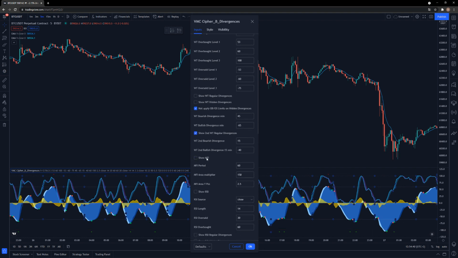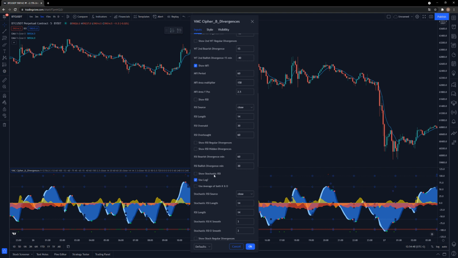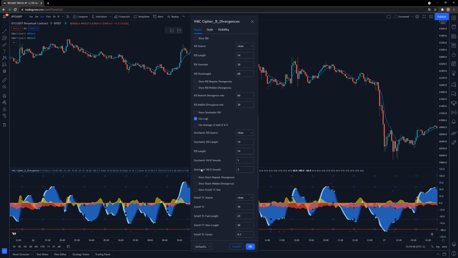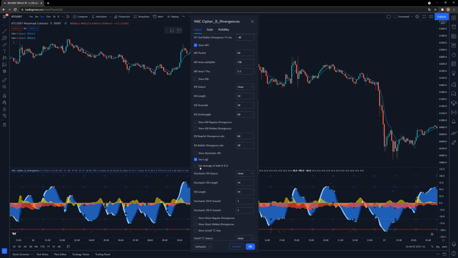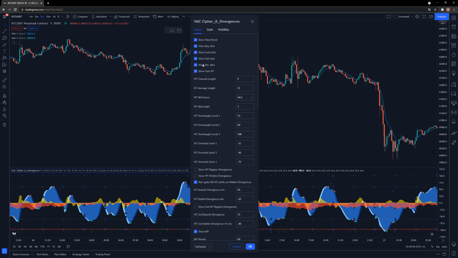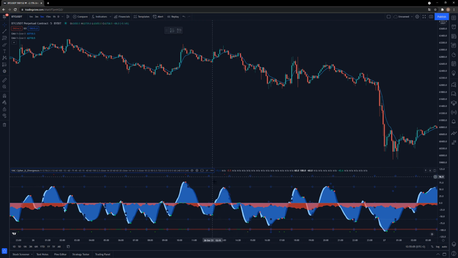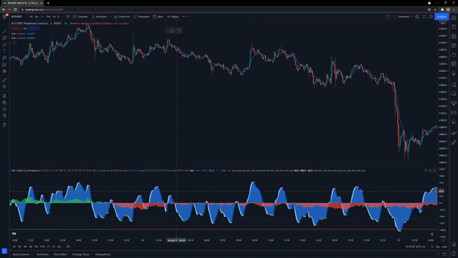We don't need the money flow index. Oh wait, we want the money flow index, by the way. Not that one. RSI, stochastic, we don't need that. And we want to turn off another thing. Which one is it? Oh, this one. So this is way more clear.